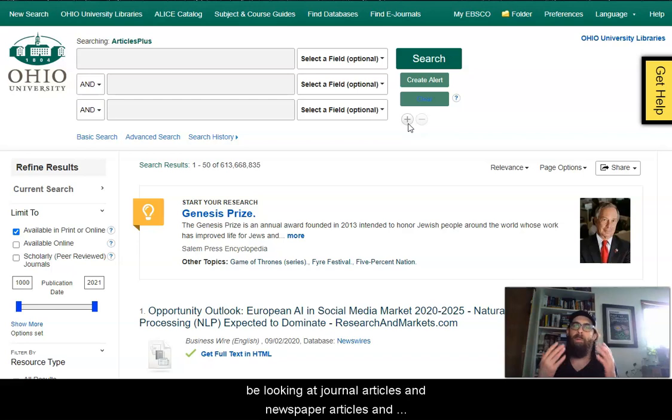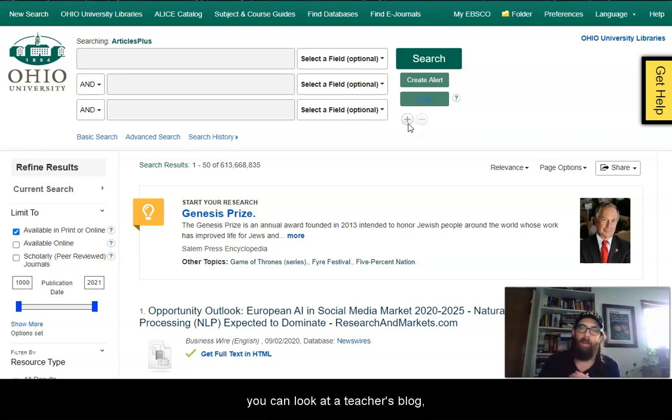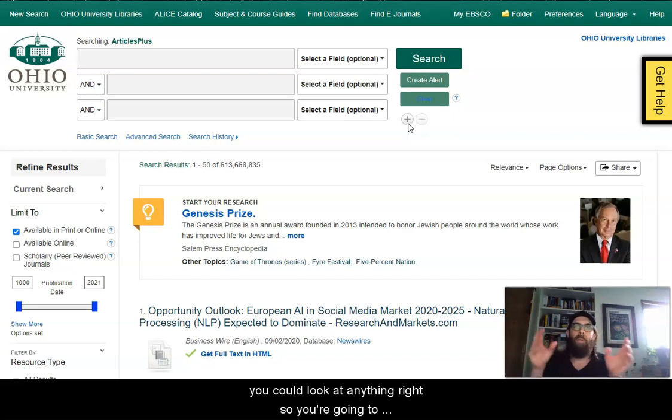So in this case, we're going to be looking at journal articles and newspaper articles and stuff like that, but you would also find a web page, you know, maybe a teachers union or PTA or some government agency that deals with education. You could look at their website. You could look at a teacher's blog. You could look at anything, right? So you're going to triangulate. You're going to look at different types of sources, see what different types of people are addressing your issue, and then come up with your own plan.